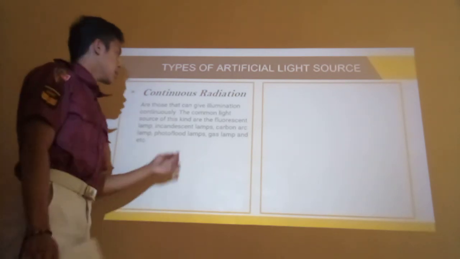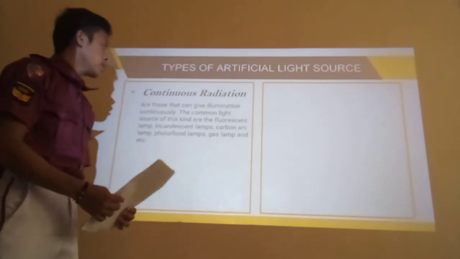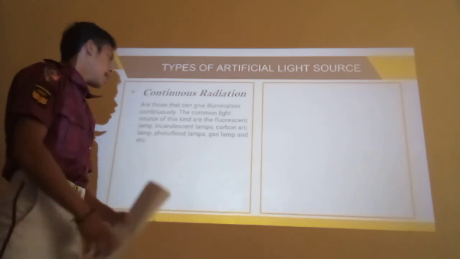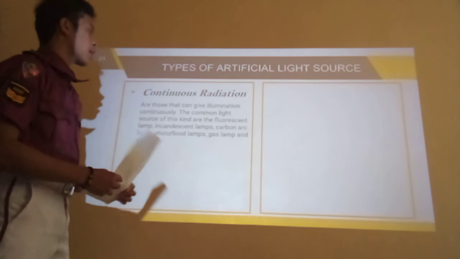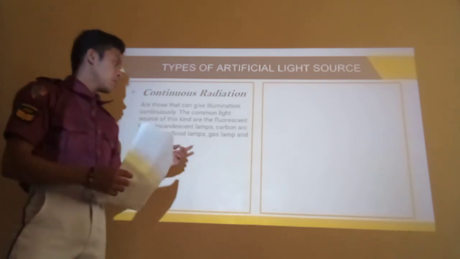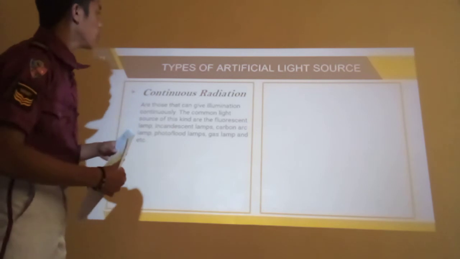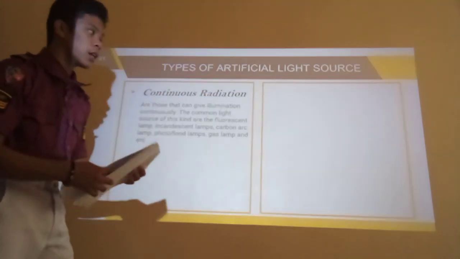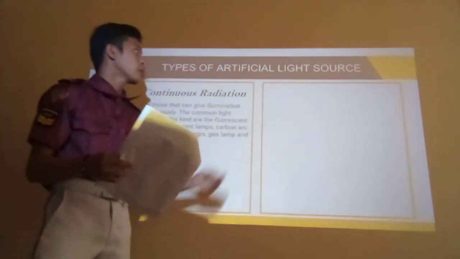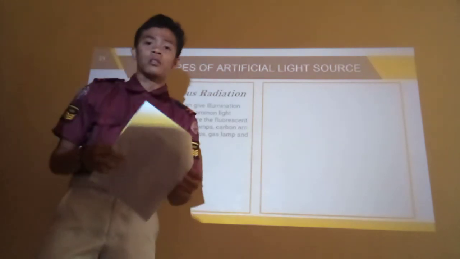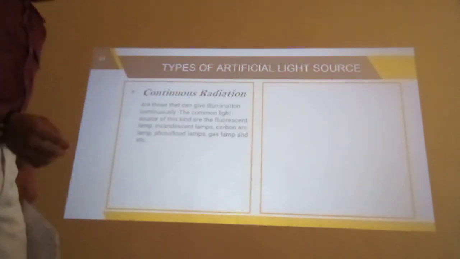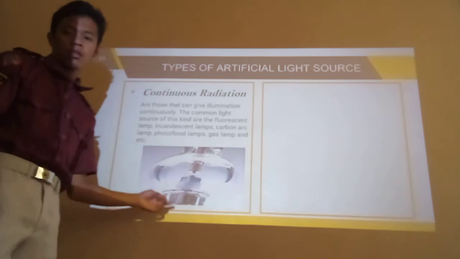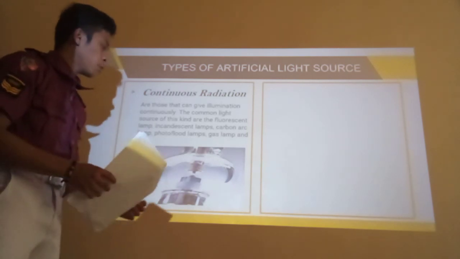Continuous radiation are those that can give illumination continuously. The common light sources of this kind are the fluorescent lamp, incandescent lamps, carbon arc lamp, photoflood lamps, gas lamp, and etc. Those lamps, for example fluorescents, belong to the continuous radiation type of artificial light source. So I have here an example of continuous radiation, a lamp. As you can see, this is a fluorescent.